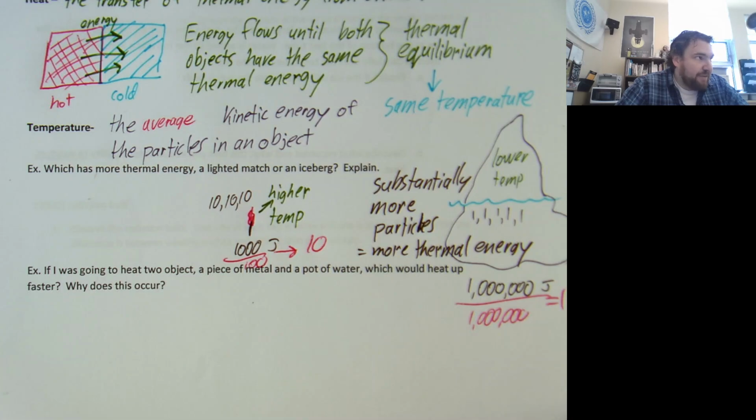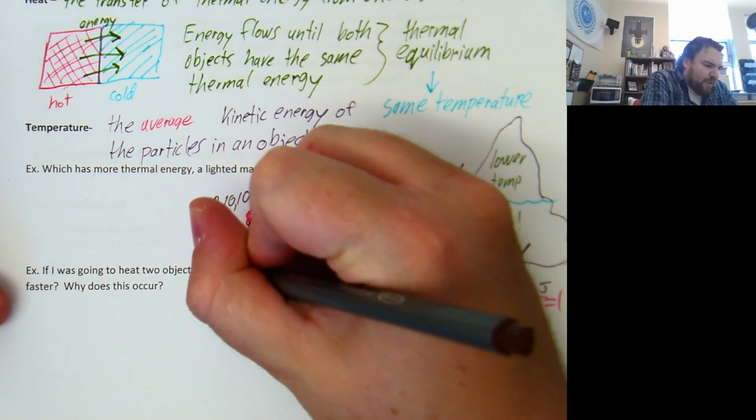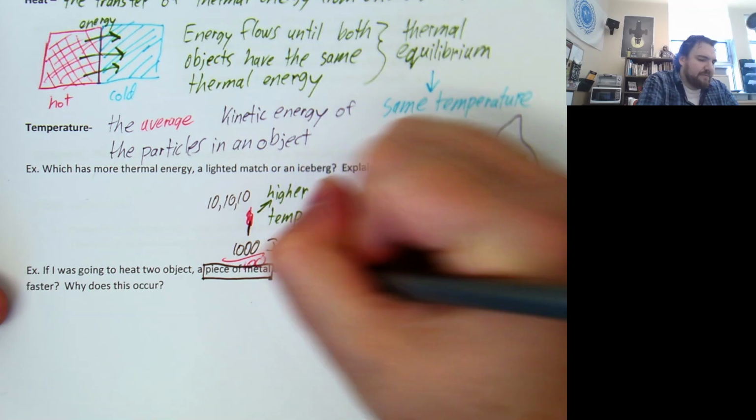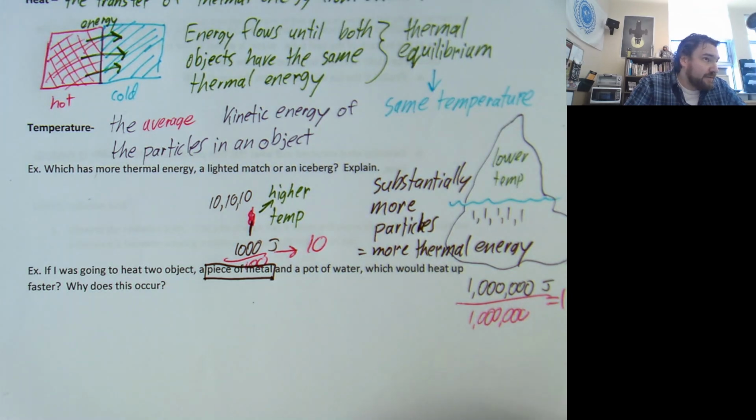Let's say you have the same amount of each. You have a 10 kilogram slab of metal and a 10 liter jug of water, because every liter of water is a kilogram. So you have the same amount of each. Which one's going to take longer to heat? Which will heat up faster? The metal. The metal will always heat up faster. Why is that? Sorry? It more readily accepts energy.